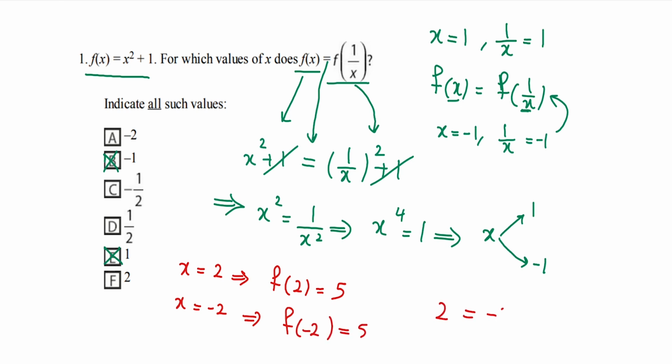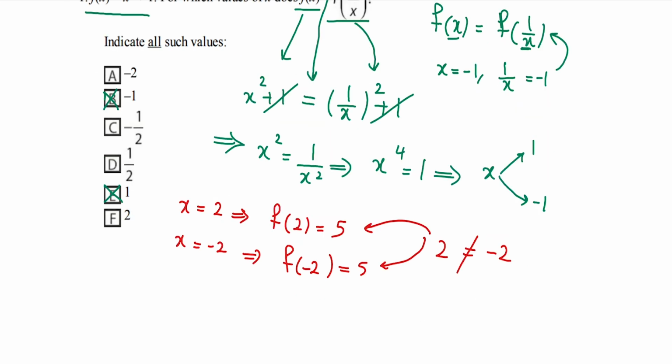2 and negative 2 are not equal, but their values in the function are equal. So sometimes x1 and x2 are not equal, but their values in the function are equal.